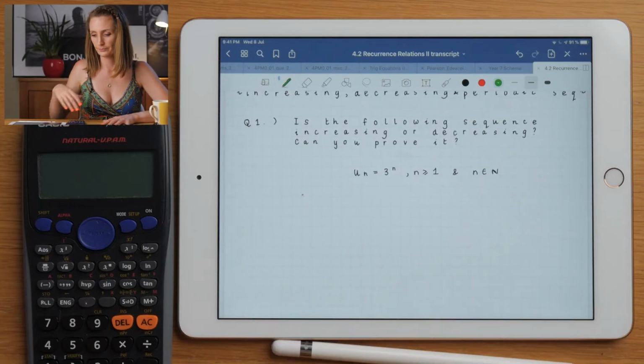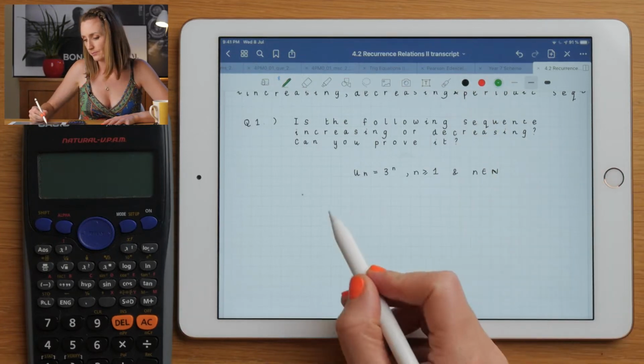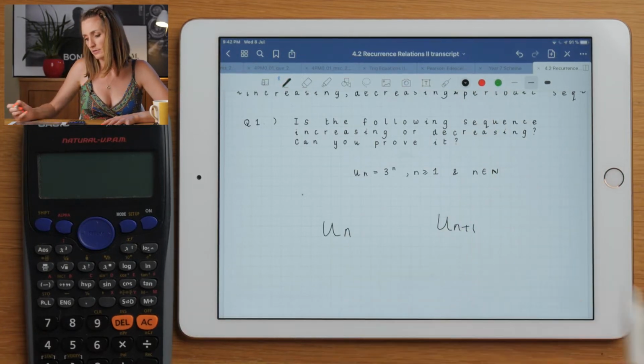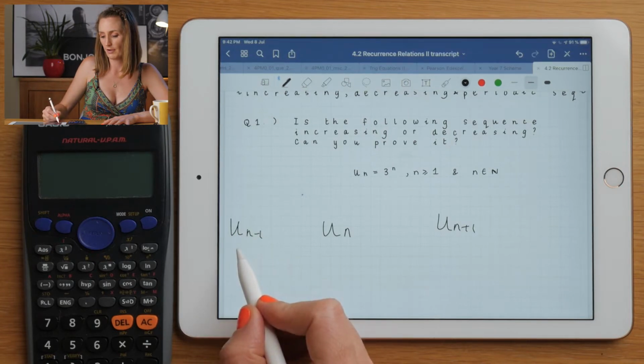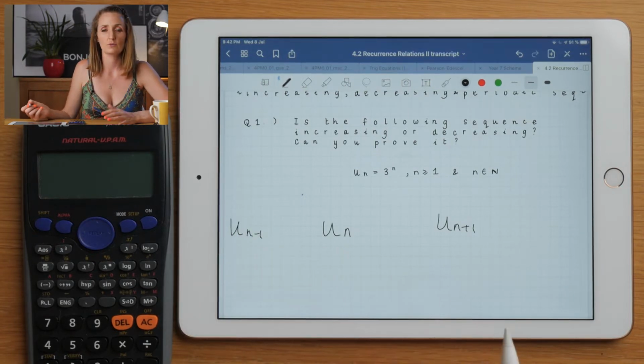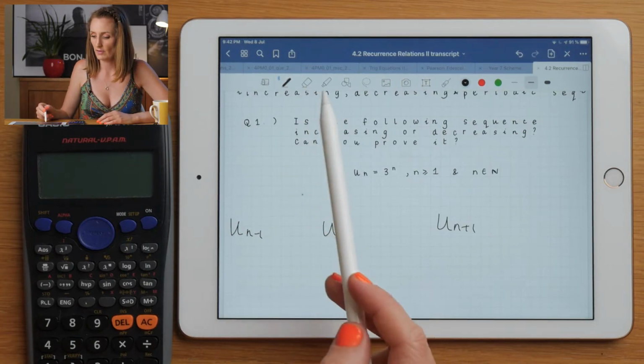Welcome back. We're looking at recurrence relations, but in this key skill, we're taking a little bit of a detour. We're going to be looking at how you can prove if a sequence is increasing or decreasing. So we talked about the difference between un and un plus 1. Un being the previous term and un plus 1 being the next term. Or some people prefer the notation un minus 1 being the previous one and un being the next one. It doesn't actually matter, whichever you prefer.